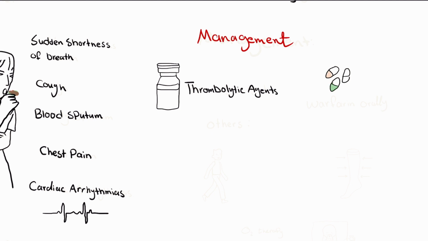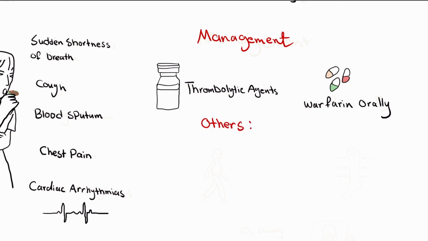Then warfarin is added with the heparin, as it is a slow-acting oral anticoagulant. You also have thrombolytic agents such as streptokinase, which can be helpful in the treatment of acute pulmonary embolism. However, it should be noted that it is contraindicated in patients with unstable blood pressure.